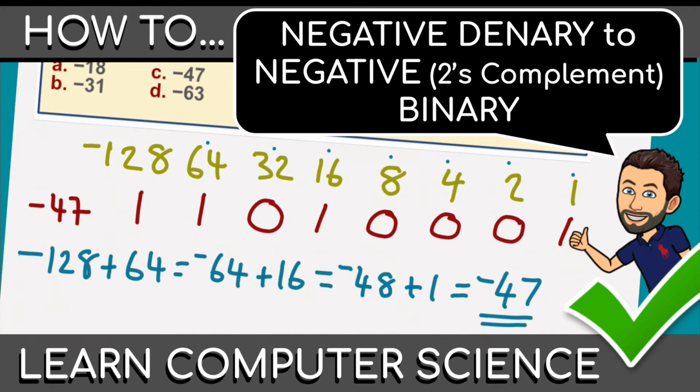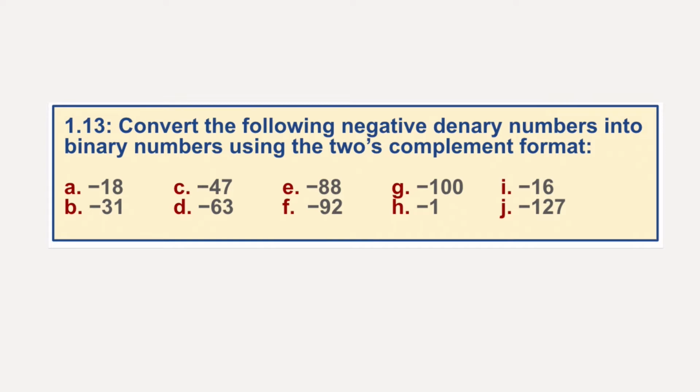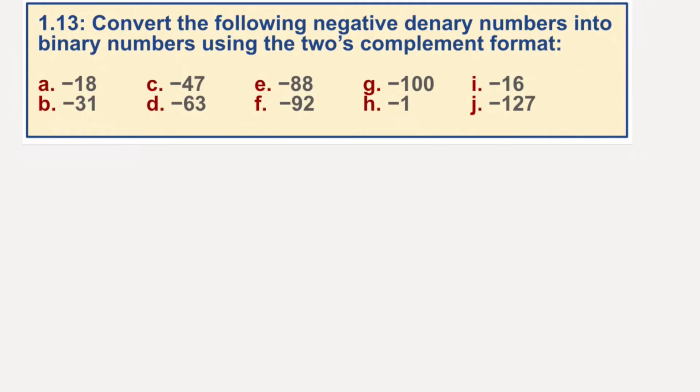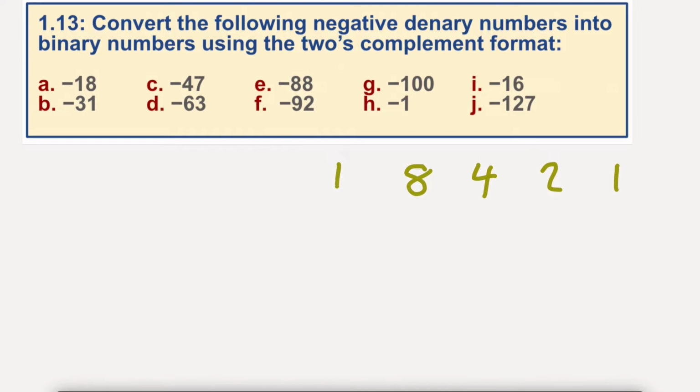We're going to be working with negative denary numbers, and we're going to convert these into binary numbers using 2's complement. How do we do this? We're going to create an 8-bit register: 1, 2, 4, 8, 16, 32, 64, and 128. But this 128 is a minus number.